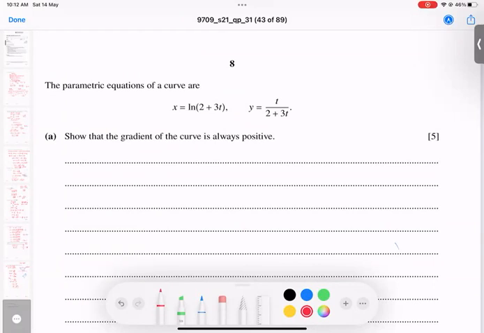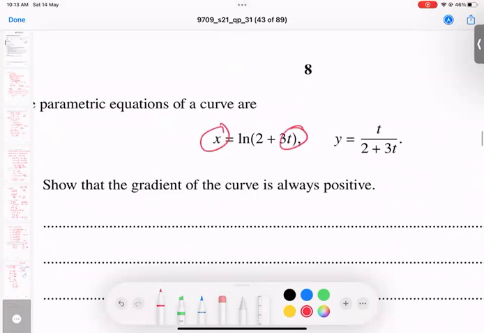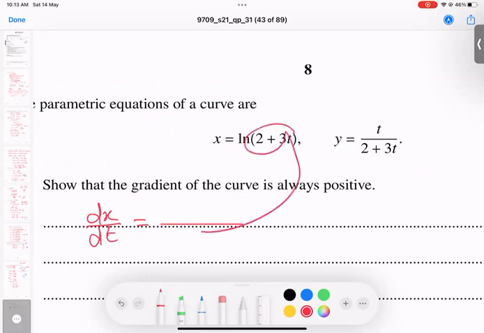And the next one, show the gradient of the curve is always positive, and gradient is what? dy over dx. But here it's parametric equations. And first of all, use this expression and find dx by dt. You can ask one question, sir, why dx by dt? Because we have x on the left side and t on the right side. So it means I will go for dx by dt. And all of you know, due to logarithm, the whole function will go in the denominator. And in the numerator, the derivative of the function will come.